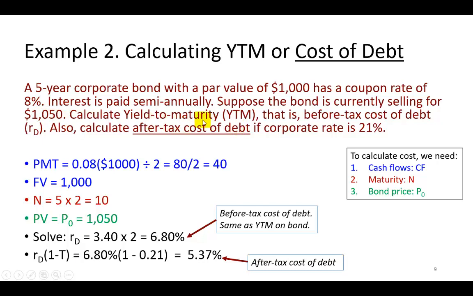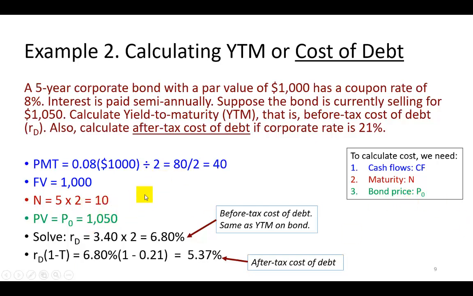It says now go ahead and calculate the yield to maturity, and in this case it's going to be the before-tax cost of debt, and I'll explain why shortly. Afterward we're going to calculate the after-tax cost of debt, given a corporate tax rate of 21%. So now follow the color coding. We need to know the cash flows. It's going to be the coupon payment of $40 every 6 months and the face value of 1,000 when all is said and done. The red refers to the maturity of the bond, 5 years. Semi-annually, it's 10. And then the value of the bond is 1,050.